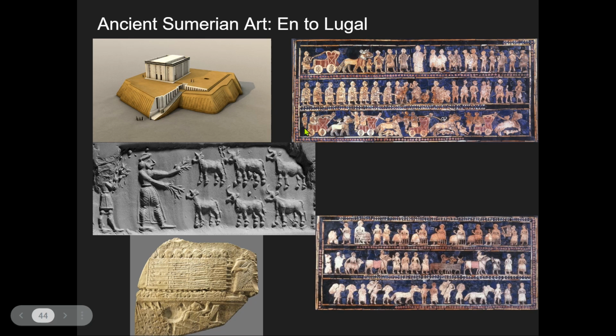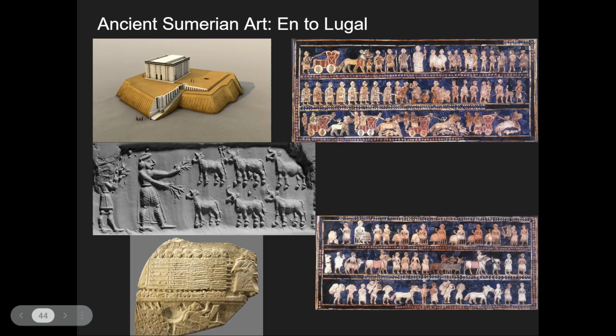In our second register, livestock is being brought to the Lugal, and the agriculture from the conquered city is being brought to the Lugal on the bottom register. So these civilizations are becoming much more dominant in terms of warfare.